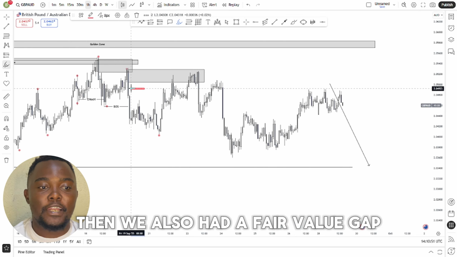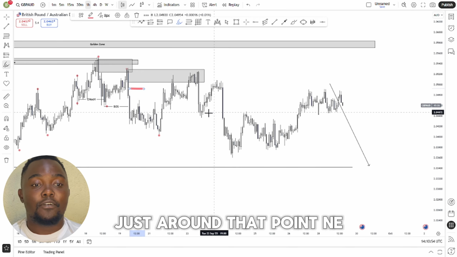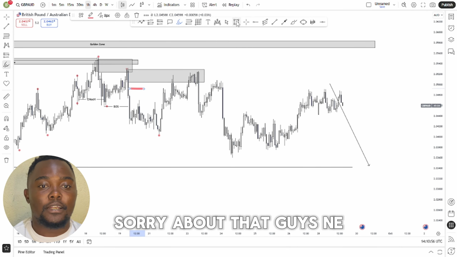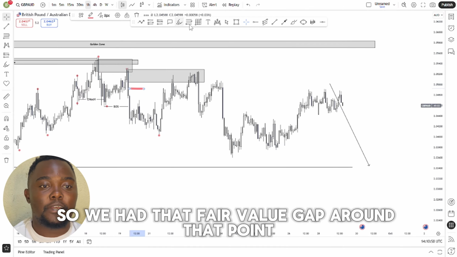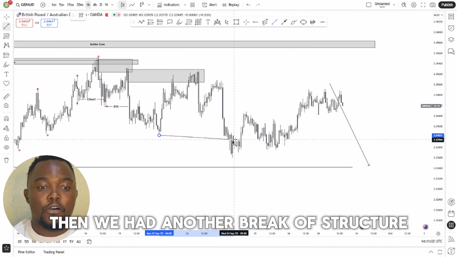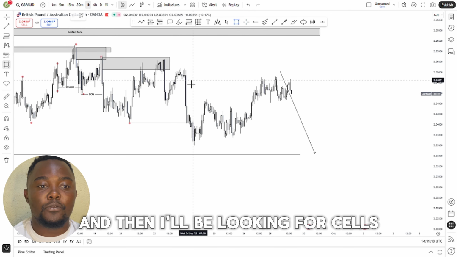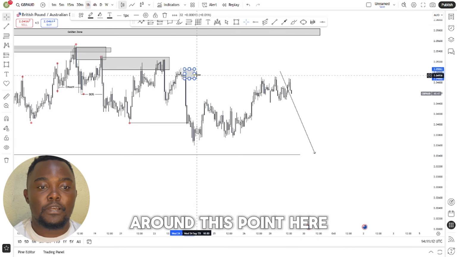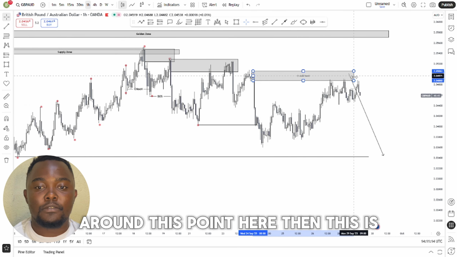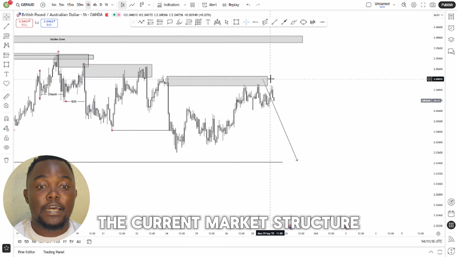Then we also had a fair value gap just around that point. Sorry about that, guys. So we had that fair value gap around that point. Then we had another break of structure, which is this one here. Now we are at that area, guys. As you can see, this is the break of structure, and then I'll be looking for sells around this point here, and then this is the current market structure.